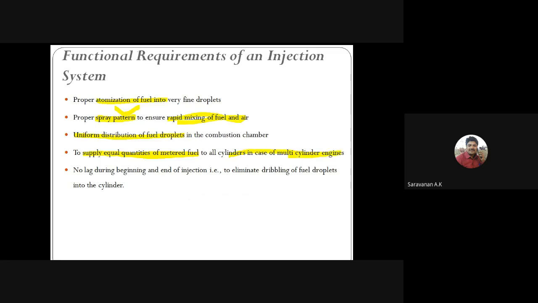For the multi-cylinder engines, I already told you about the ignition delay, right? If the ignition delay is lesser, the engine performance will be good. So we have to see the lag. There should be no lag during the beginning and the end of the injection, right? Either at the start of the injection or the end of the injection, we have to eliminate some dripping of the fuel droplets, right? So what is dripping? Anyone? Dripping.